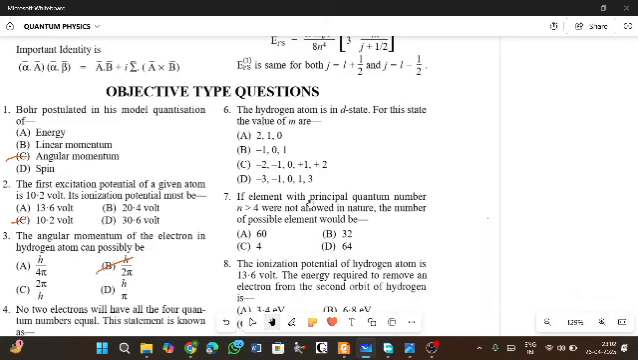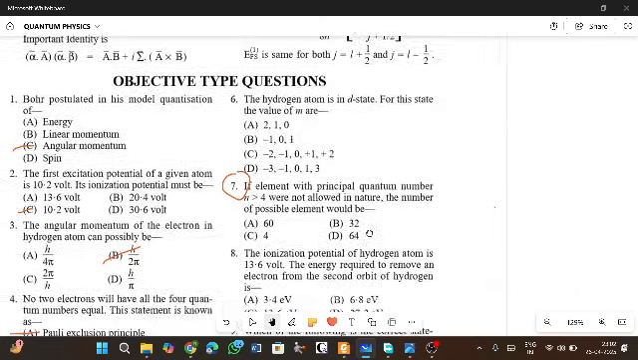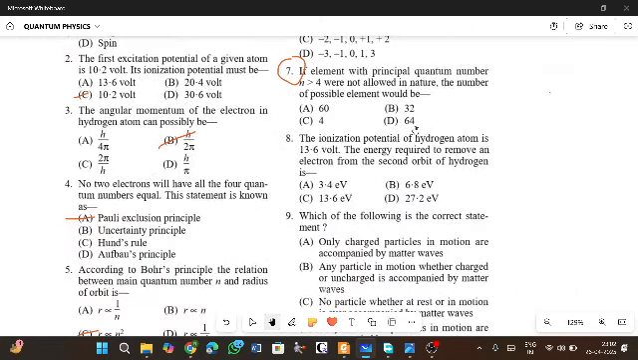If elements with principal quantum number n greater than 4 were not allowed in nature, the number of possible elements would be. Please try to solve this and comment the answer in the comment box. For this question only, I will give the answer in the next session.